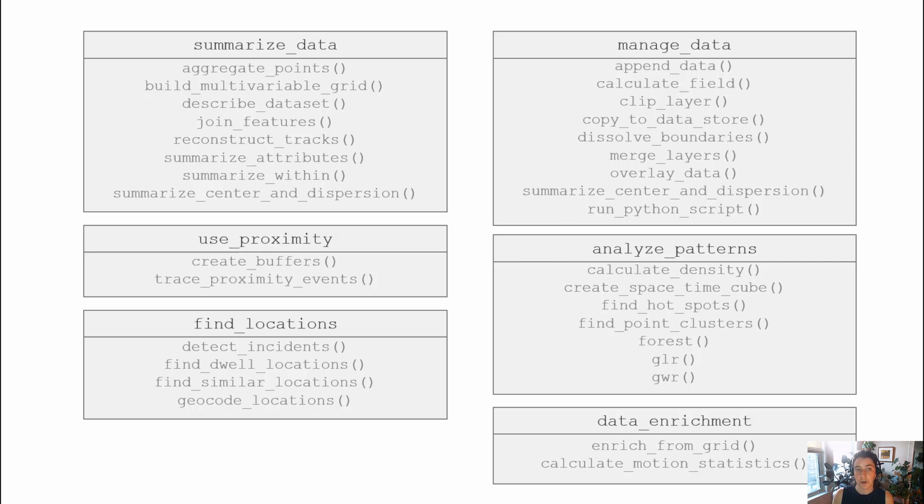So you can enrich from a grid, which is a multivariable grid, which was available in the summarized dataset tool or module. And then there's the calculate motion statistics tool, which allows you to calculate statistics on tracks such as duration and distance.